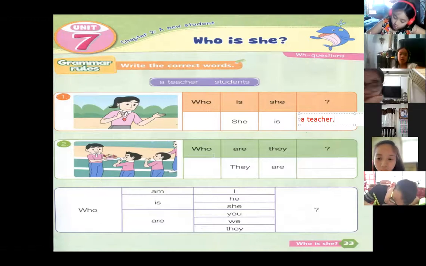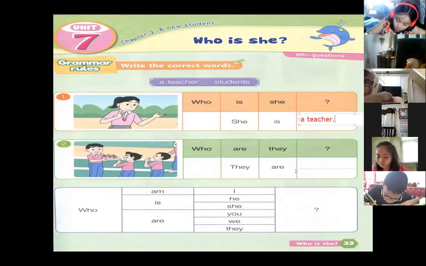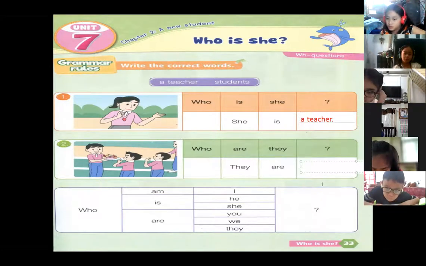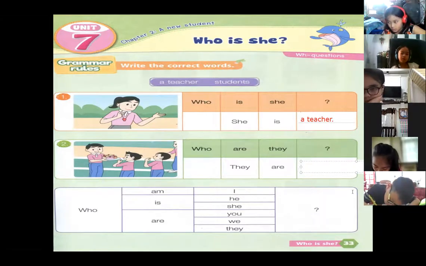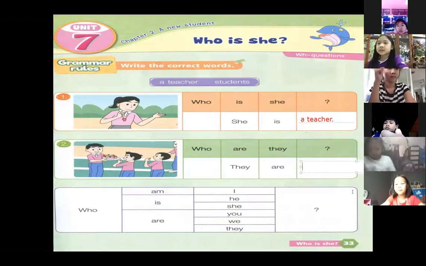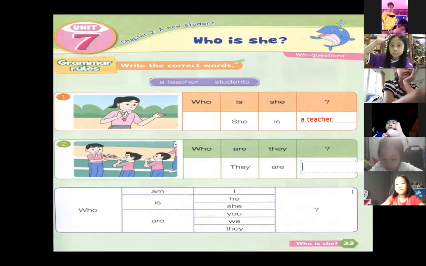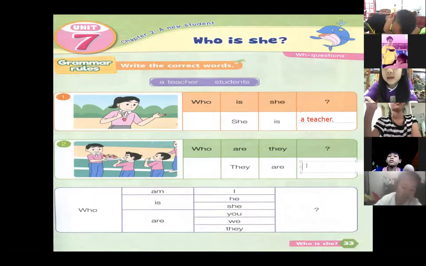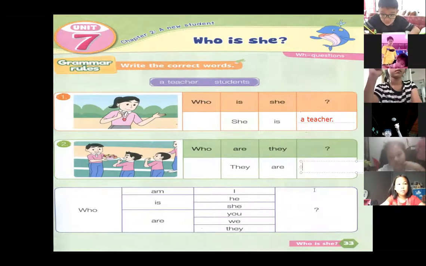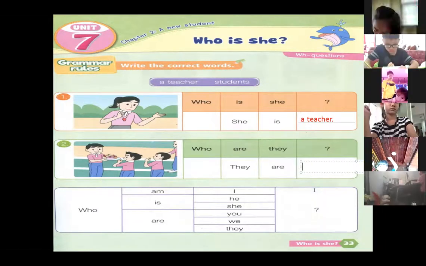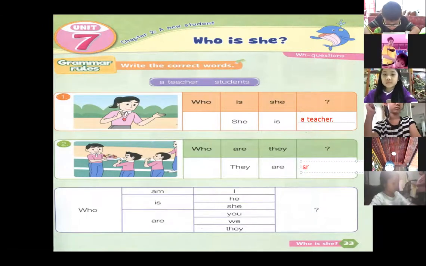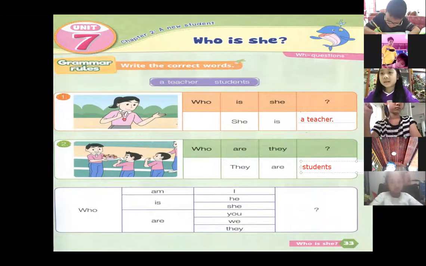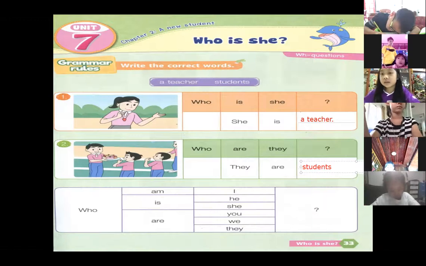Okay, number two. Who are they? They are, who can answer this? This is easy. Raise your hands if you know the answer so you can get points from Teacher D and Teacher Petch. They are students. Very good. You can say it. Student or students?